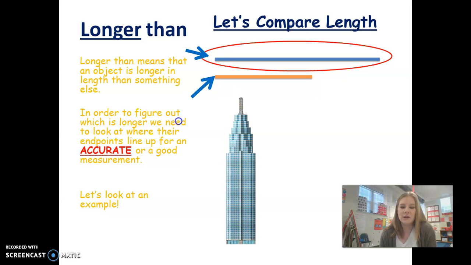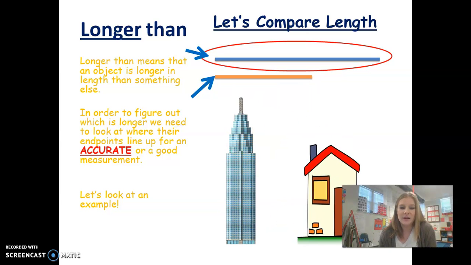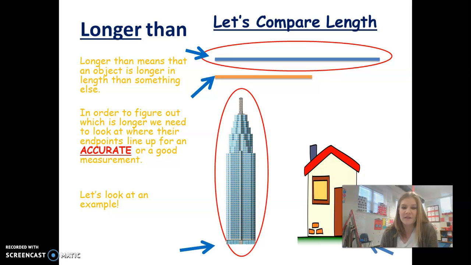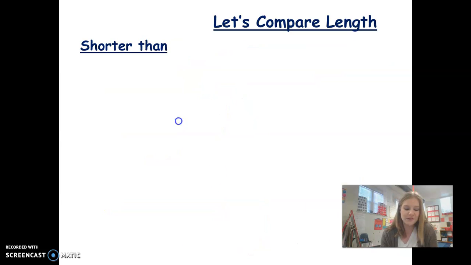I have a skyscraper and I have a house. Again, I can tell by looking that that skyscraper looks like it's going to be longer than the house, but I need to make sure my endpoints are lined up. The endpoints are where we're going to start our measuring. So the bottom of the buildings are our endpoints. They look lined up, so now I can look back at my two objects, the skyscraper and the house, and say, that skyscraper still keeps on going and going and going, and that house just stops. It does not go as high, so I know that that skyscraper is longer than the house.